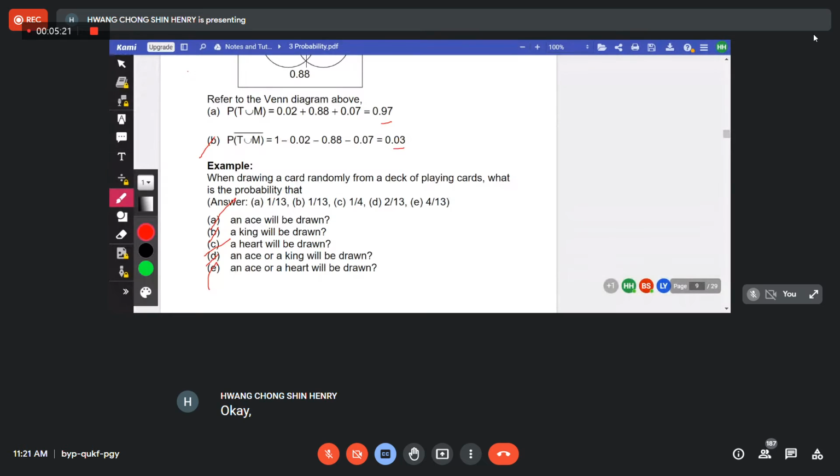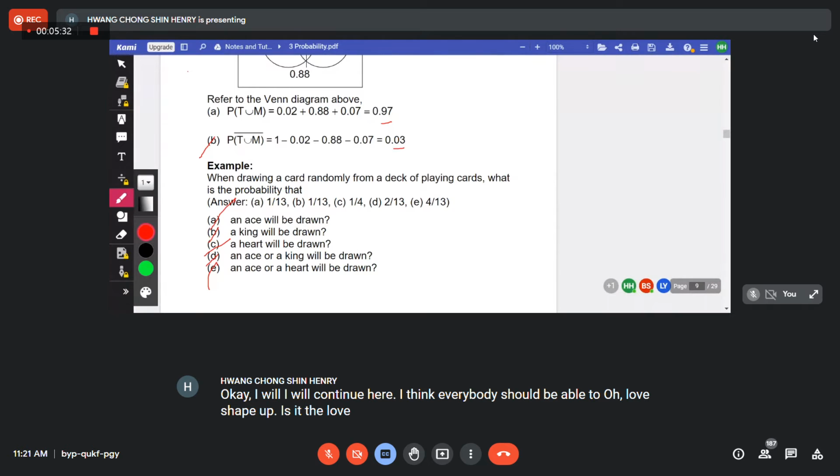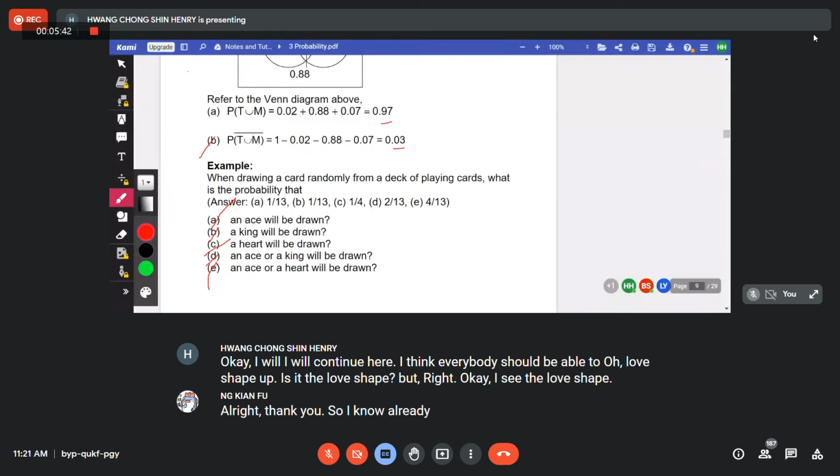Okay, I will continue here. I think everyone should be able to tell the heart. Oh, the love shape. Is it the love shape? Heart, right? The poker game, I see the love shape. Thank you, sir. I know already. Simi say what?